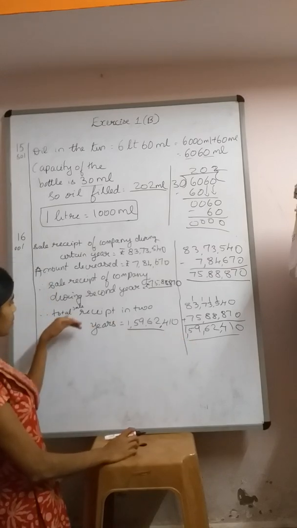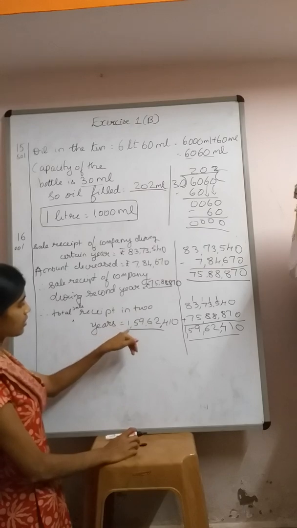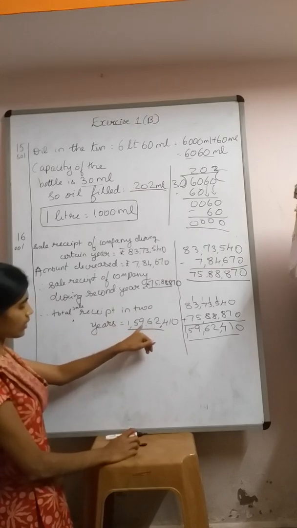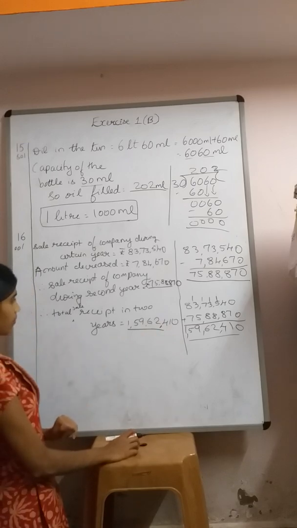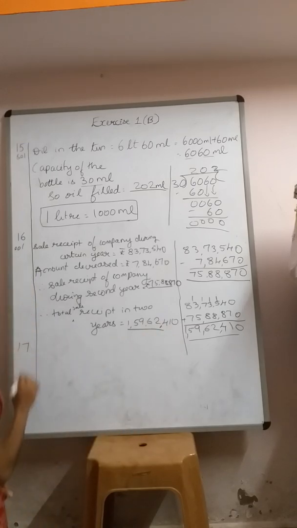So we are getting the total sale receipt in 2 years is 1 crore 59 lakh 62,410. So next we have the 17th question. This will be your homework. Here we completed the exercise 1B correctly.